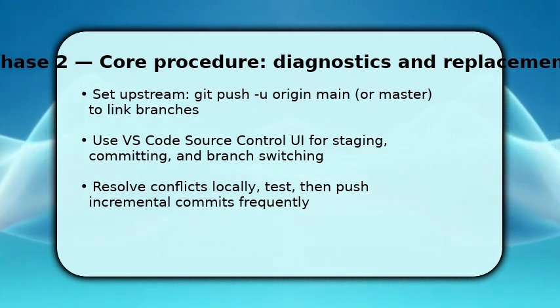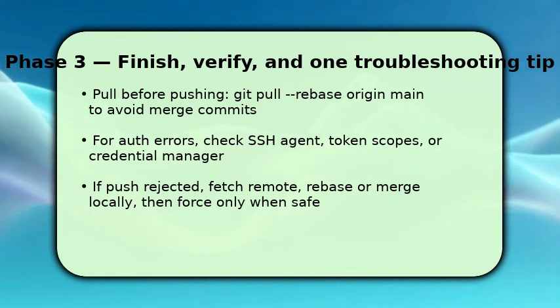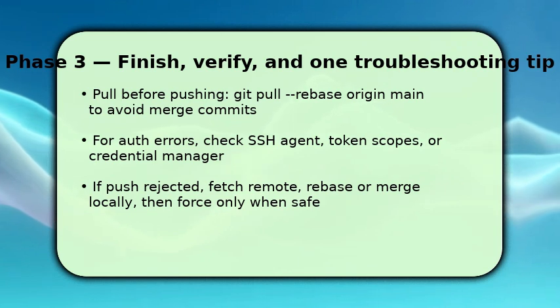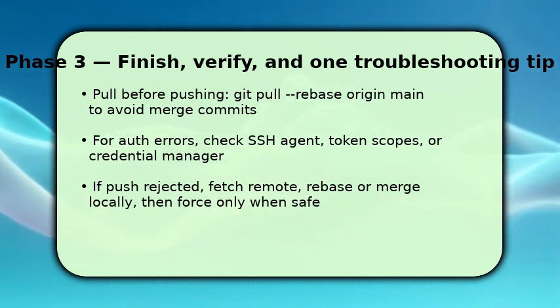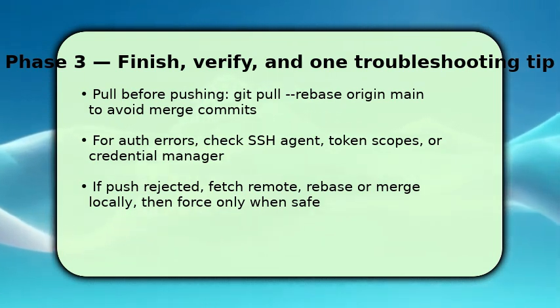Finish by ensuring your local and remote match, and know a key troubleshooting tip. Always pull before pushing. Run git pull --rebase origin main to integrate upstream changes cleanly. If authentication fails, check your SSH key is loaded in the agent or your personal access token scopes in GitHub. Re-authenticate in VS Code if needed.